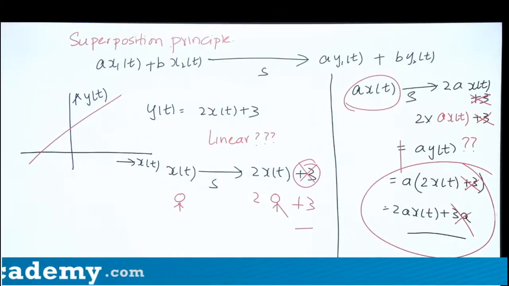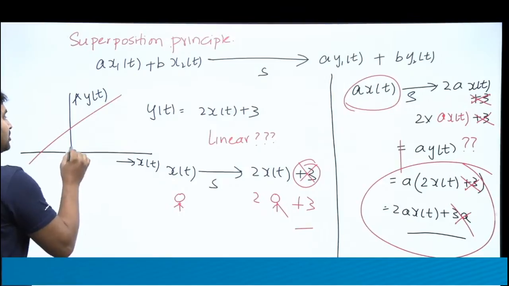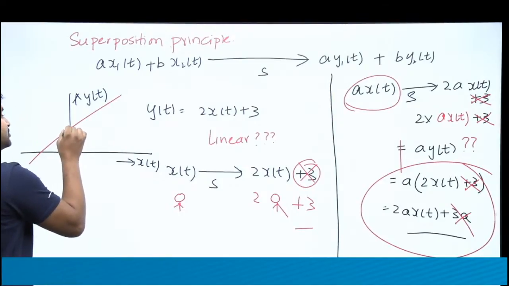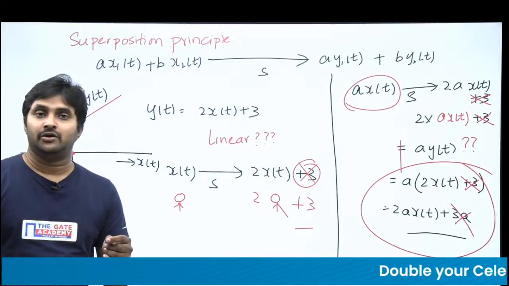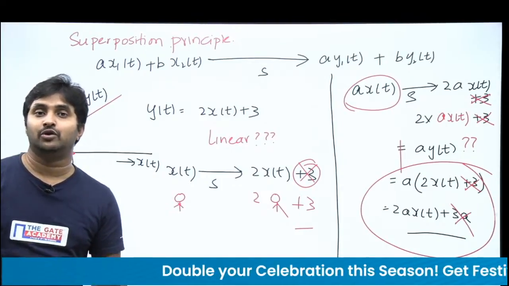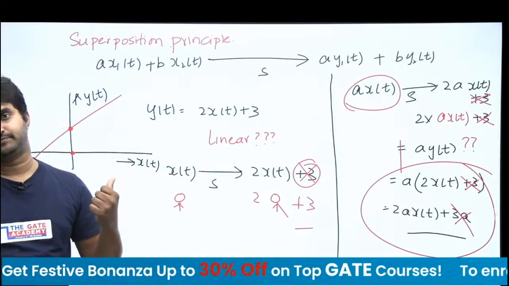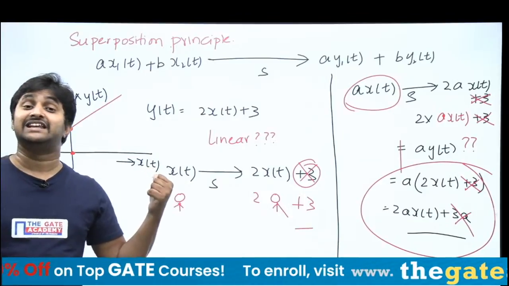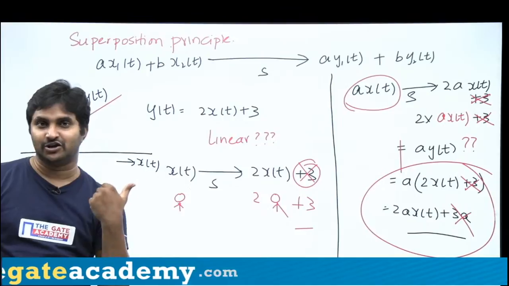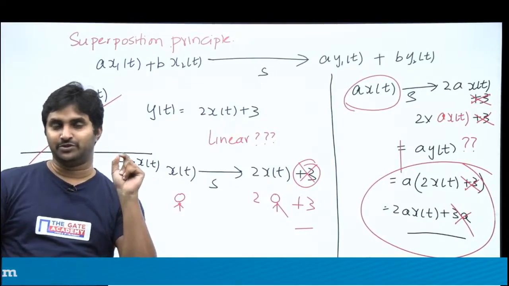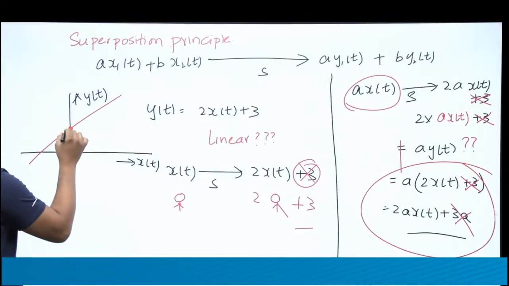Something like this. But the problem is that when your input is 0, the output is something which is non-zero. It means that you're not giving any input, or you're giving an input which is 0, but still the output is available, which is against the linearity, my dear students. It's like you didn't put that rupee, you're still getting the chocolate, right? This is not acceptable.